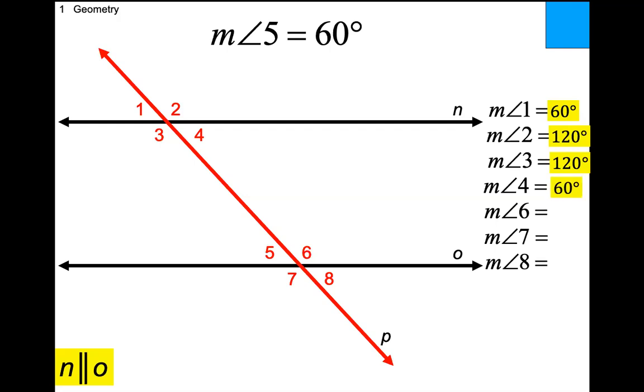Well, let's see, what's vertical to 5? 8. And if 5 is 60, then 8's got to be 60. And then 6 is corresponding to 2, and 2 is 120. Therefore, 6 has got to be 120. And then we got your vertical, right? So 6 is vertical to 7, so it's 120. 5 is vertical to 8, so therefore 8 is 60.